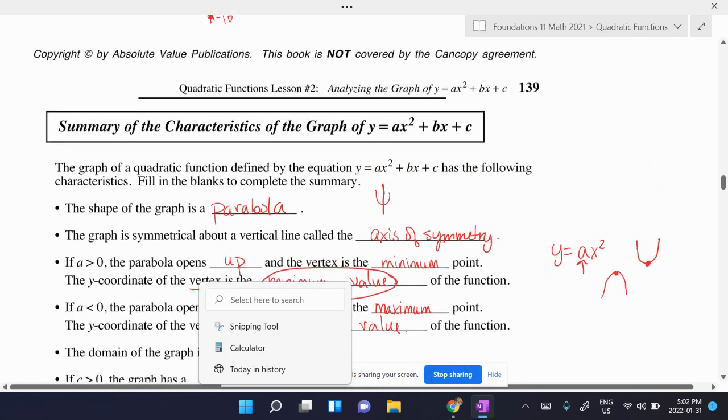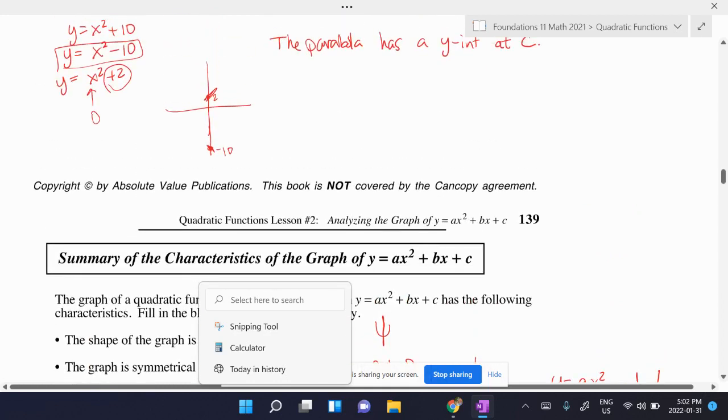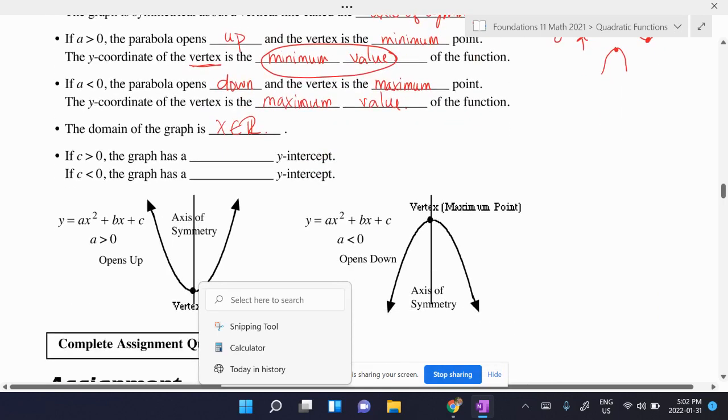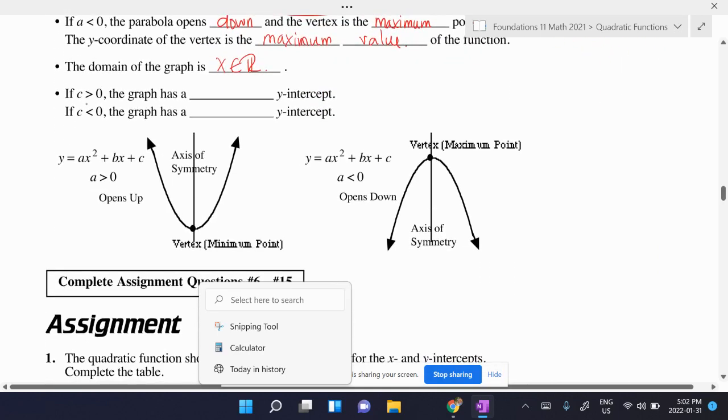And just remember here, the c here is your y-intercept. So you should notice that if c is greater than 0, then the graph has a positive y-intercept. And if it's less than 0, then it has a negative one. Okay?